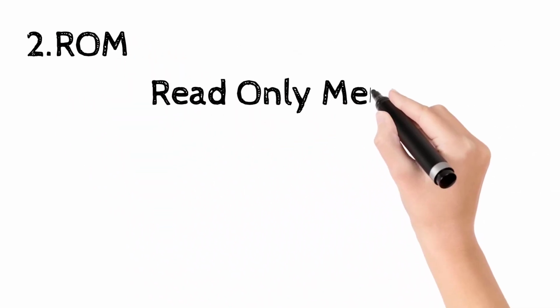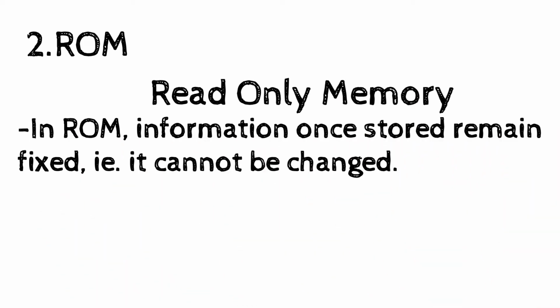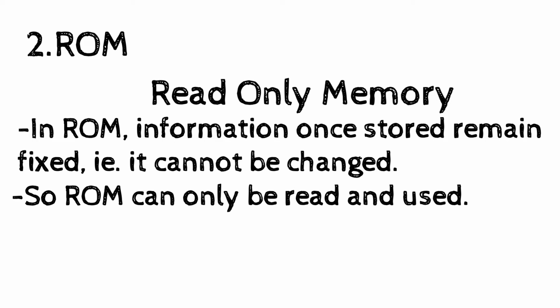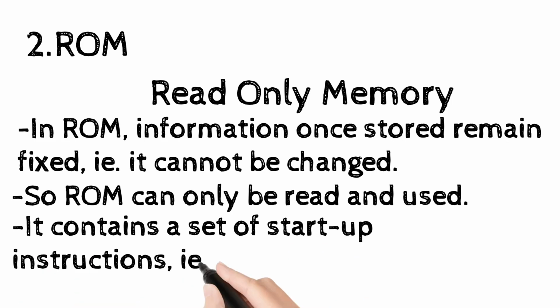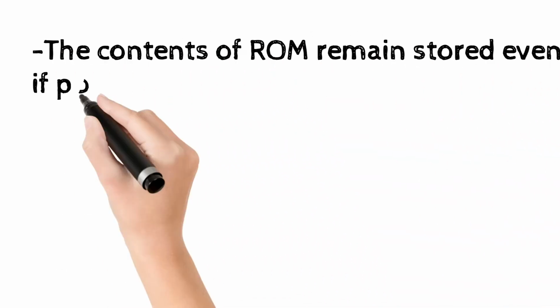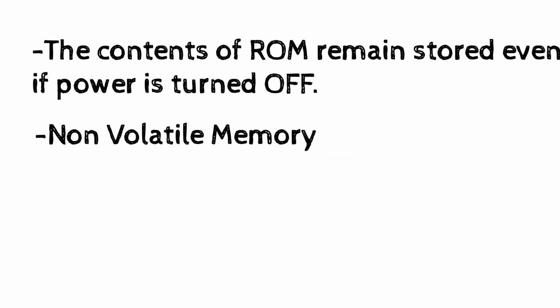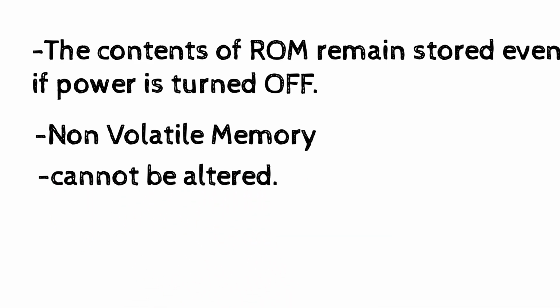ROM, read-only memory. ROM is a non-volatile memory, that is permanent memory. In ROM, information once stored remains fixed, that is it cannot be changed. So ROM can only be read and used. It contains a set of startup instructions, that is what to do when a computer is turned on. The contents of ROM remain stored even if the power is turned off. It is a non-volatile memory. Once written, it cannot be altered forever.